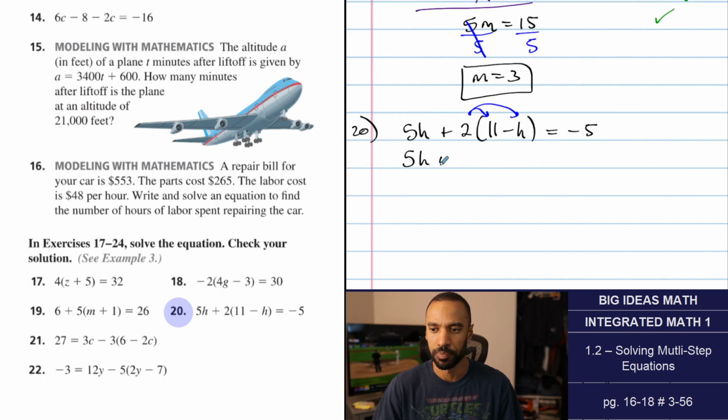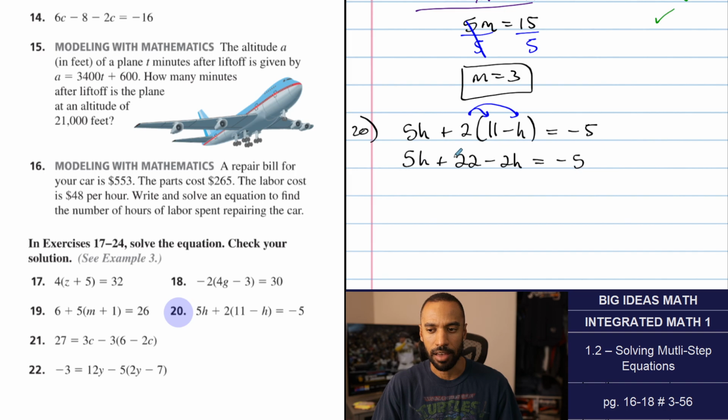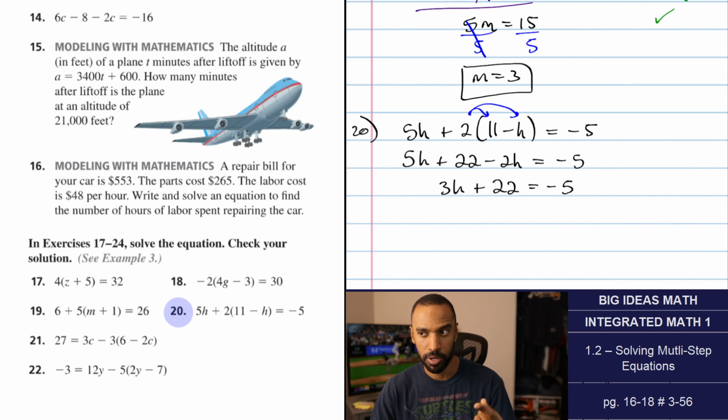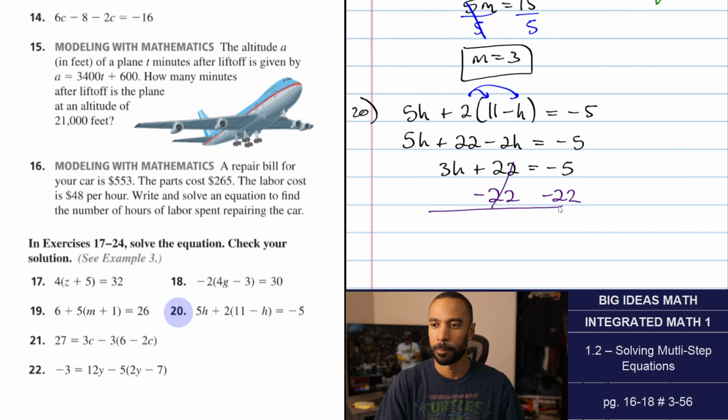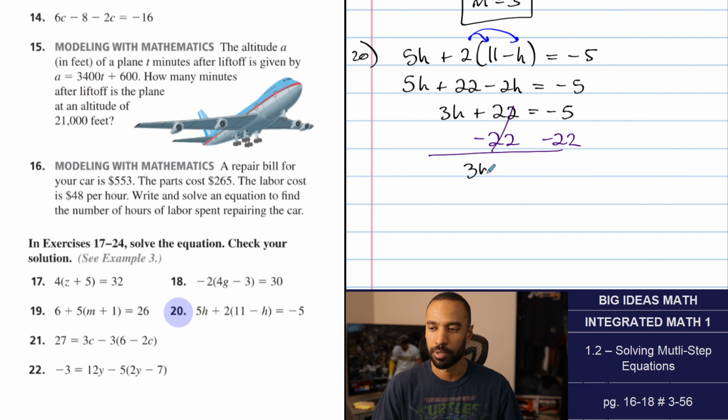Let's distribute the 2. We get 22 minus 2 times h, and that equals negative 5. Now, as far as simplifying, I have a 5h and a negative 2h. They combine to become 3h. Here's my plus 22. Still 2 steps to solve. Subtract 22 from both sides. Divide both sides by 3, after you subtract 22, of course. One step, and then the other step.